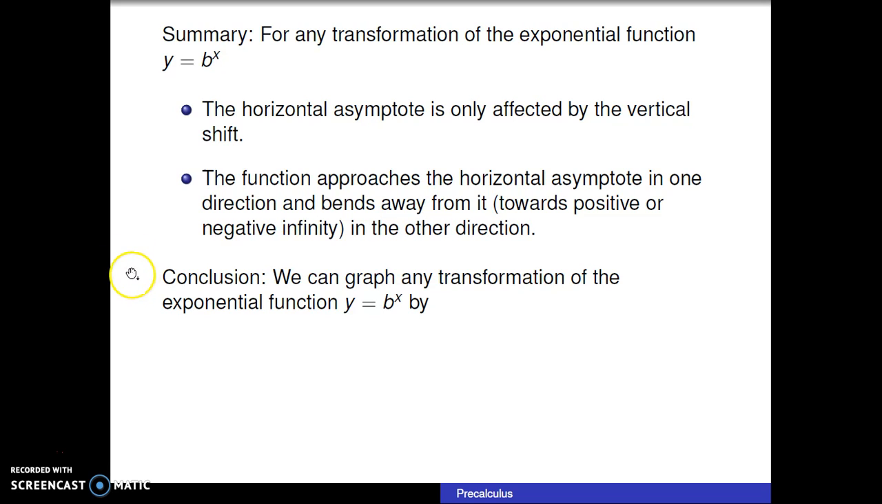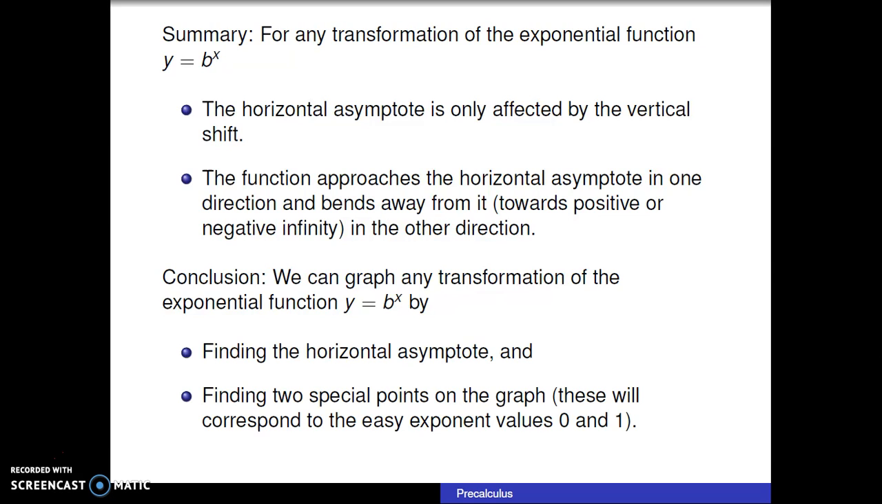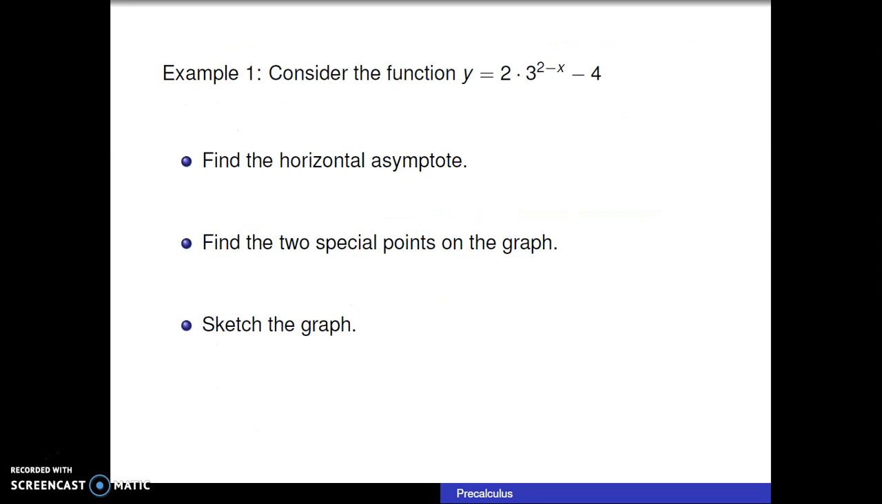So this is very important for us, because putting these 2 things together, we see that we can graph any transformation of the exponential function by doing 2 things. First, finding the horizontal asymptote, and second, finding 2 special points on the graph. These will correspond to the easy exponent values 0 and 1. Okay, so let's do an example where we put all this together. Here we've got this function y equals 2 times 3 to the 2 minus x, minus 4. And we want to do 3 things. Find the horizontal asymptote, find the 2 special points, and sketch the graph.